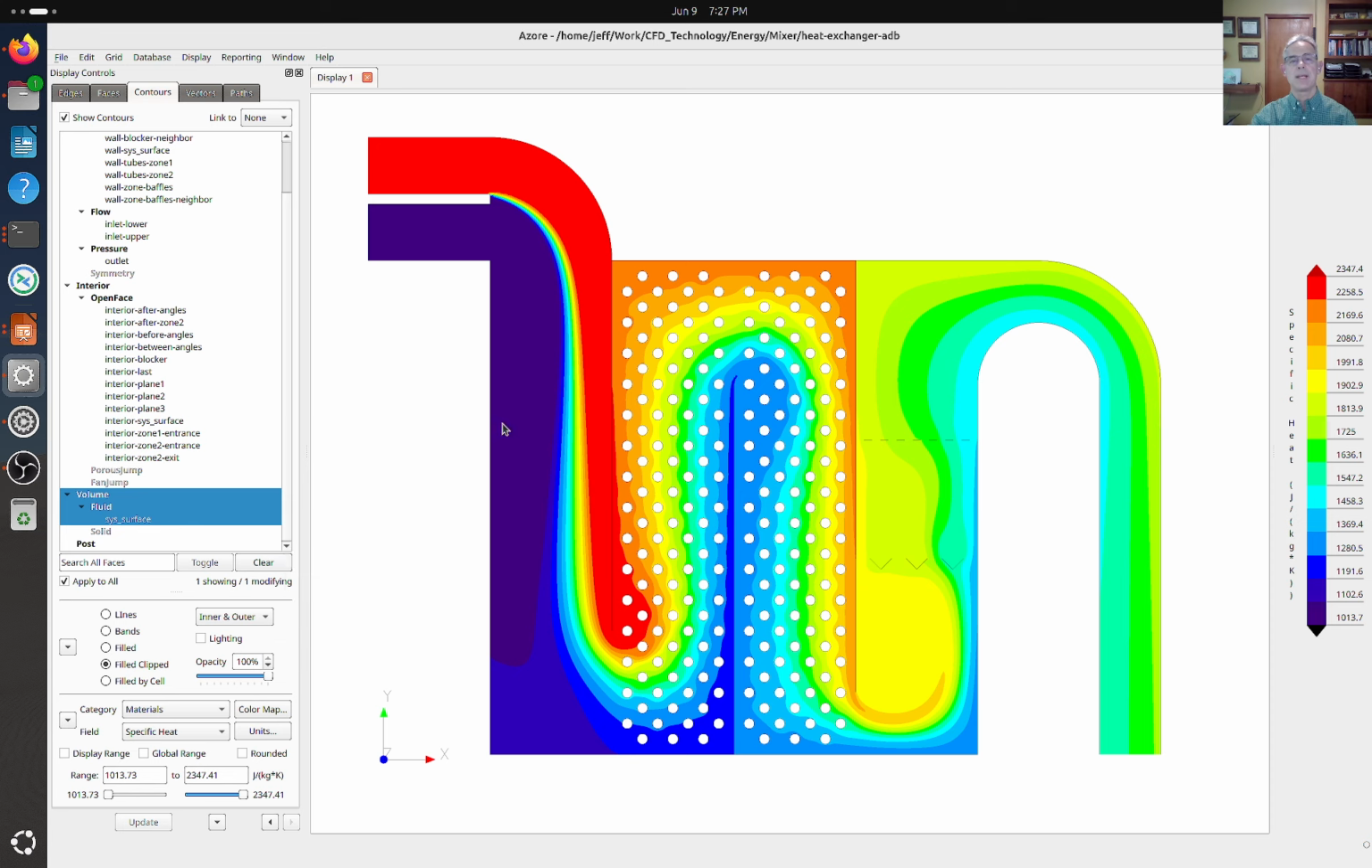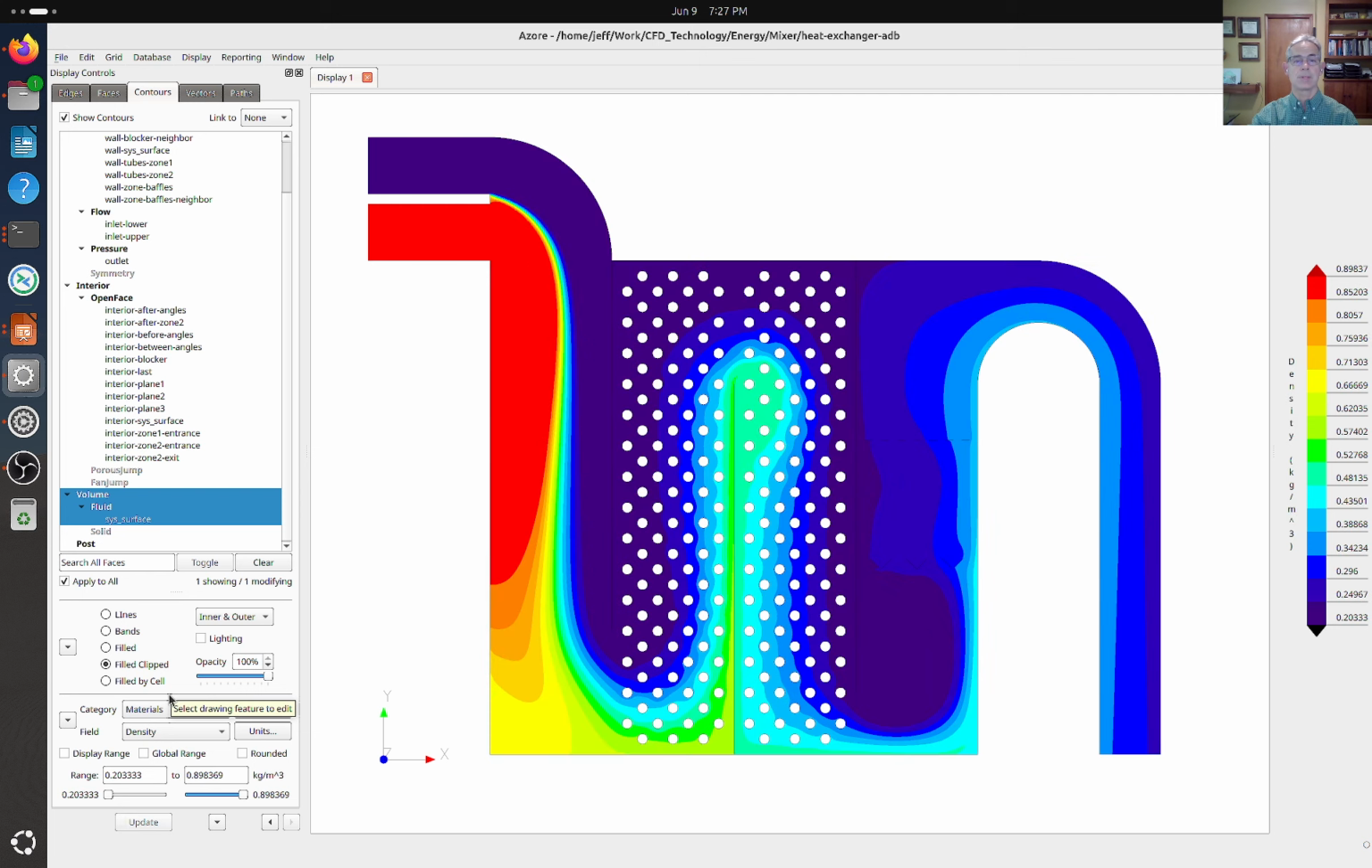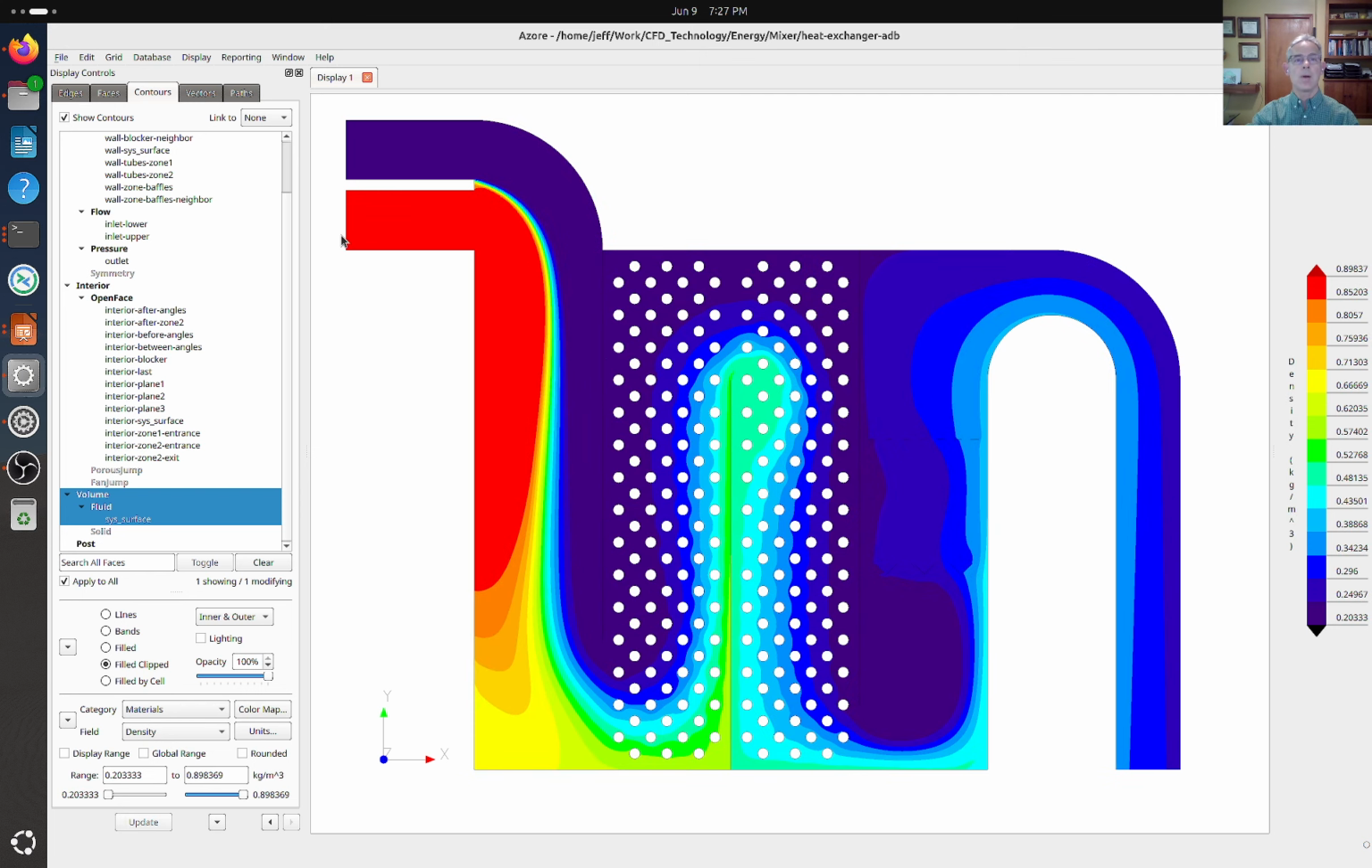The specific heat that is represented not only by the temperature, but the mixture. So like in this area, this is the specific heat at that temperature, but as well as the mixture of the different compositions of the steam and the air at this location. And we could perhaps look at the density. Where the air comes in at a low temperature, the density is higher, and then we can see how the density changes as it passes through this domain.